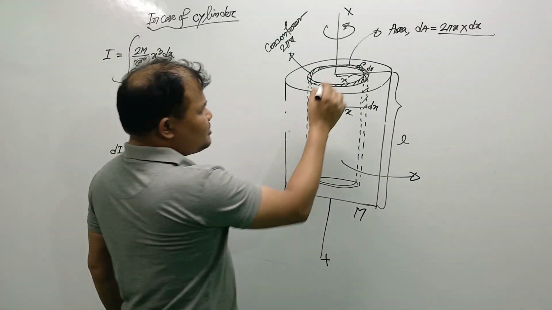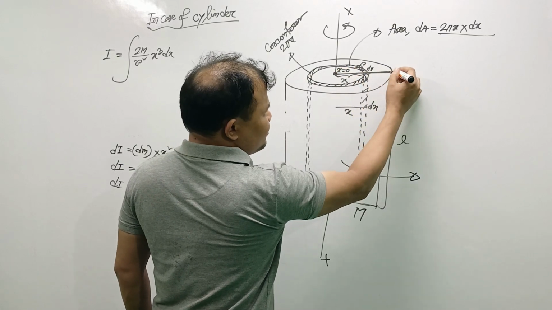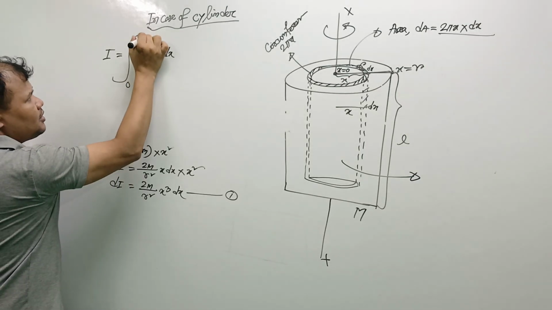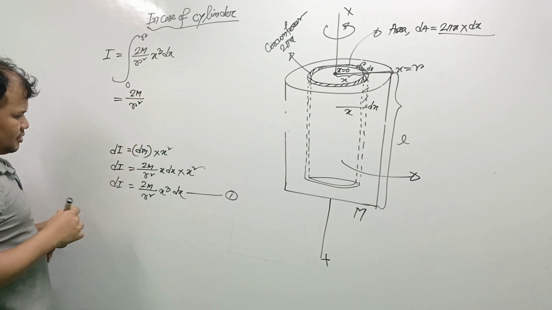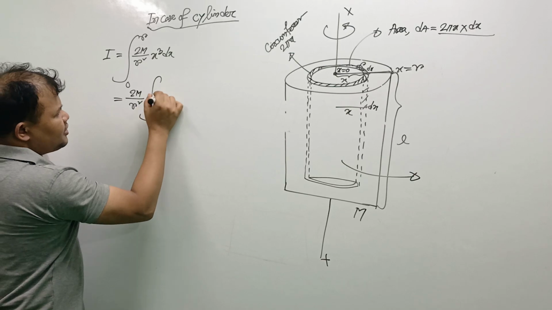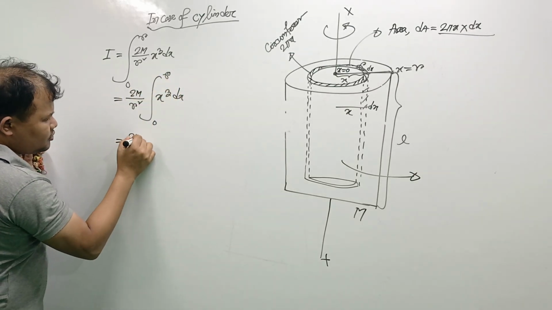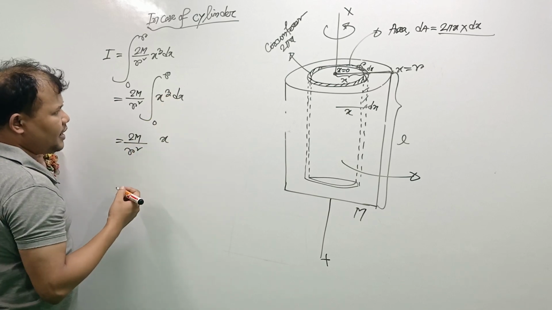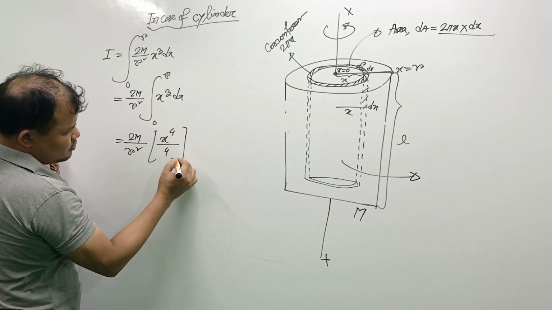The value of x here is 0, and if we increase the length, the value of x will be exactly the radius. So lower limit is 0, upper limit is r. Okay, 2m divided by r square is a constant, so it is not integrated. Only we integrate x cube dx, lower limit 0, upper limit r. We add 1 to the power of x, so x to the 4 divided by 4, from 0 to r.